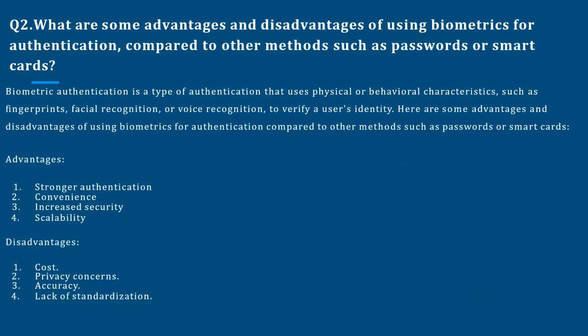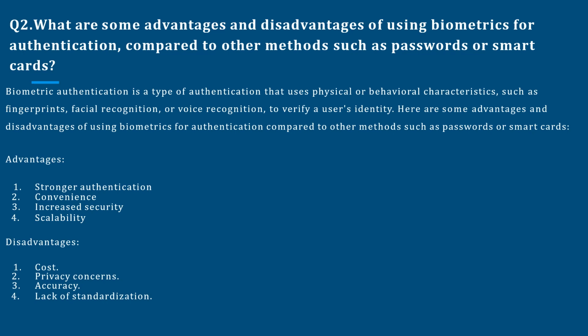Second question is, what are some advantages and disadvantages of using biometrics for authentication compared to other methods such as passwords or smart cards? Biometric authentication is a type of authentication that uses physical or behavioral characteristics such as fingerprints, facial recognition, or voice recognition to verify a user's identity.